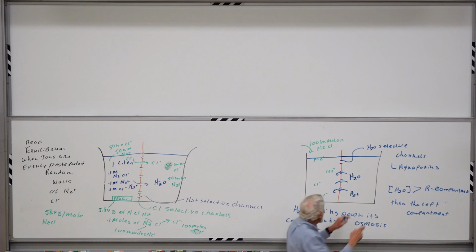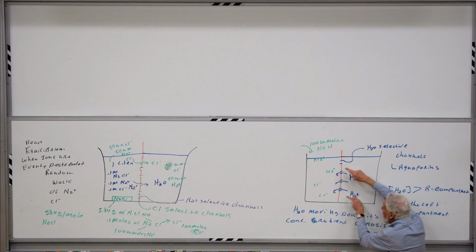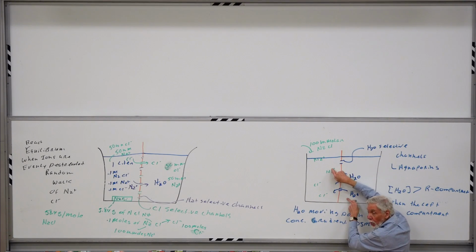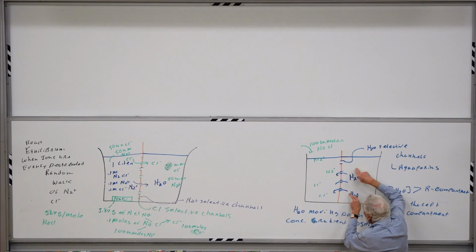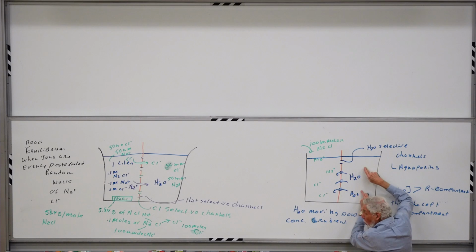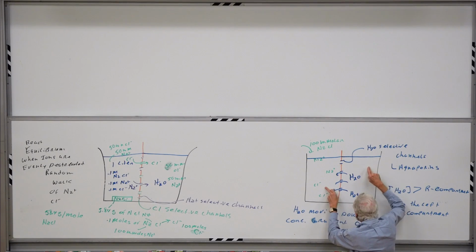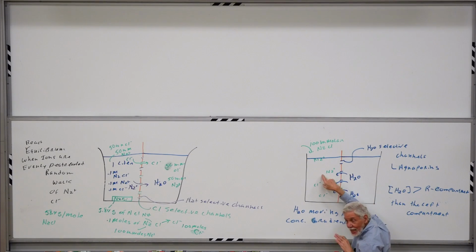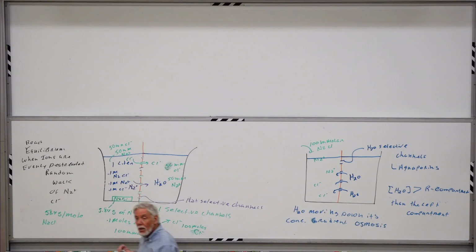It's simply the random walk of the water molecules bouncing against the barrier, and the water molecules bouncing against the barrier are more likely, because there's simply more of them on the right side than the left side, to move from right to left. It's that simple. Yes? So the selective channels aren't necessarily pulling the water to it, they're just allowing water to get through.